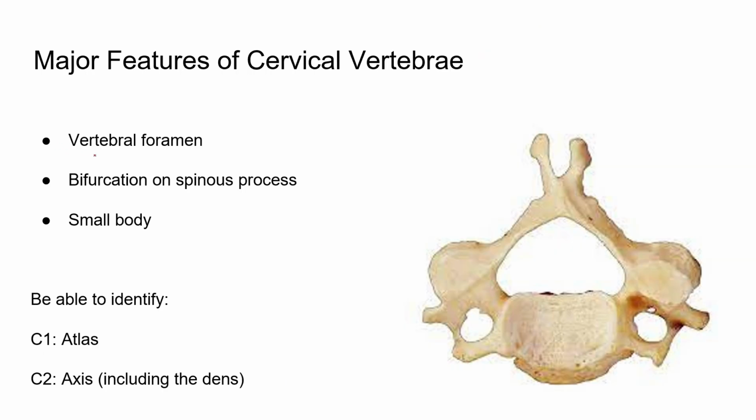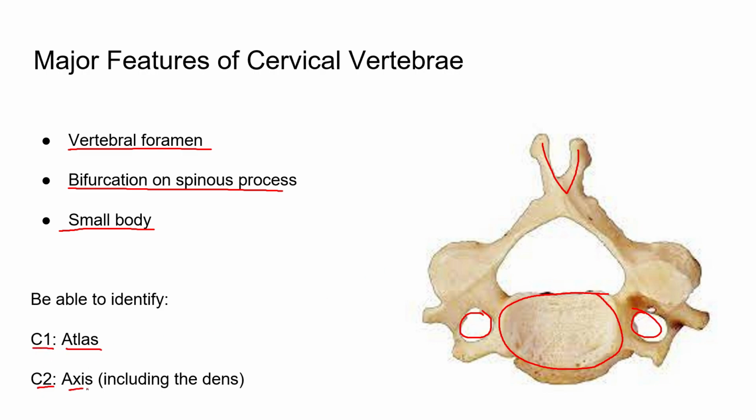In summary, the main features to look for in cervical vertebrae are the transverse foramen on the lateral sides of the bone. These are only present on cervical vertebrae. Should that fail to remind you, you may be able to recognize some bifurcations on the spinous processes. As a last resort, you may be able to notice that these vertebrae have a very small body that takes up less than half of their total size. Lastly, it's worth reminding you to be able to identify C1 and C2, atlas and axis respectively, as well as the dens of C2. These are very noteworthy structures.